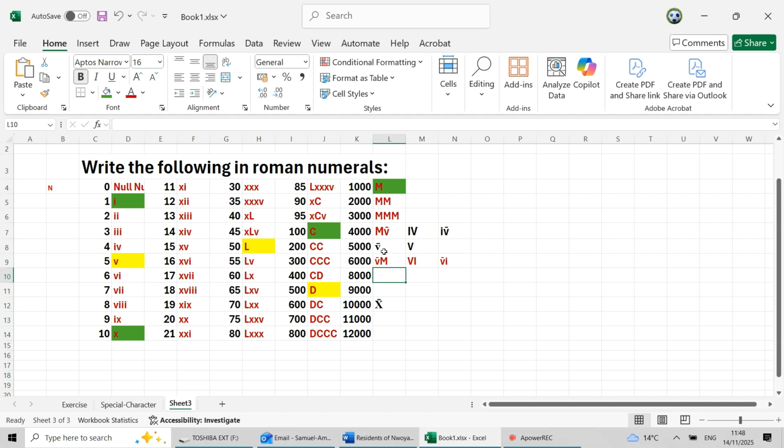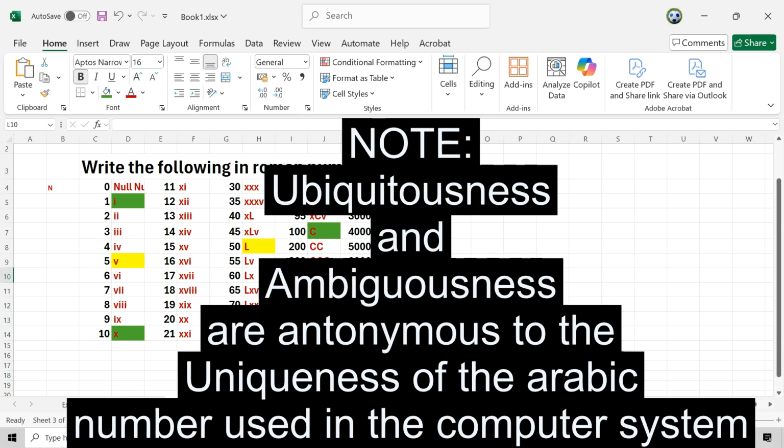Roman numerals is very ambiguous. That's why it's not mainly used in computer systems, because computer systems take unique numbers. That's why base 2 produces binary numbers that we use to represent data, to communicate with data at the level of bits. With this ambiguity or ubiquitousness, we cannot use Roman numerals in a computer system successfully.